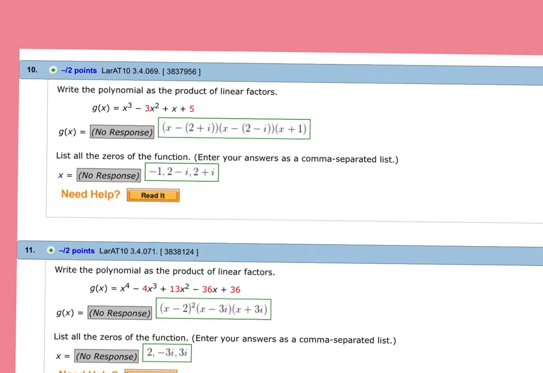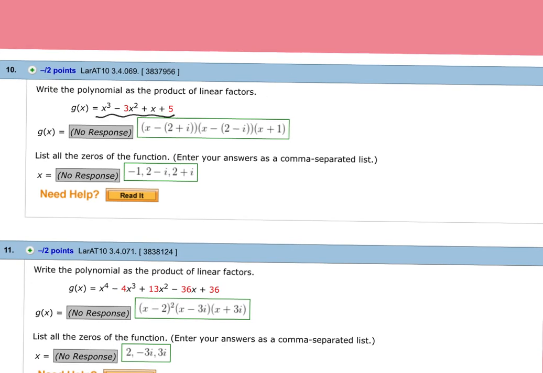Okay, so first of all, you want to make sure it's in order, decreasing degree, which it is, right? And then the first number is 1, the last number is 5, so it's plus and minus last over first. Factors of the last would be 1 and 5, that's it. Factors of the first is just 1. So it's plus and minus 1 over 1 and plus and minus 5 over 1. So your possible roots are -1, +1, -5, and +5.